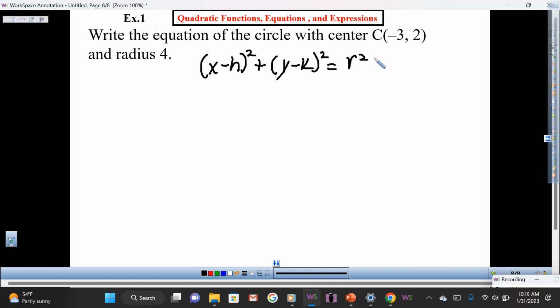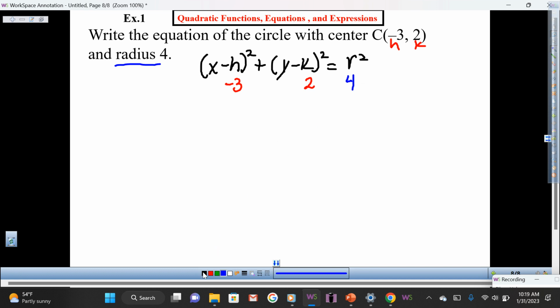So now that we have our form, we just need to substitute values. What goes where? Well, we know that our center, we have these two values. Which one is H, everyone? -3, and K is 2. So let me write it underneath here. -3 and 2. What is our radius, everyone? Our radius is 4. I'm going to write it underneath here.